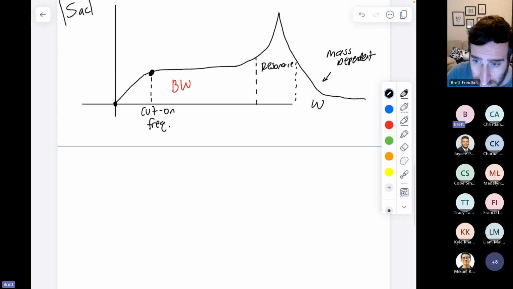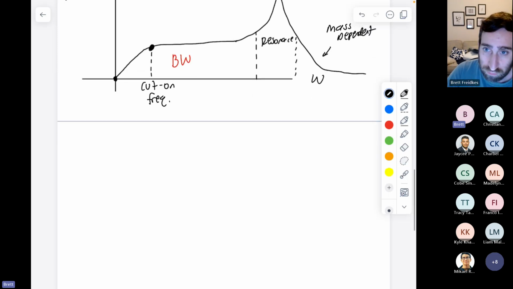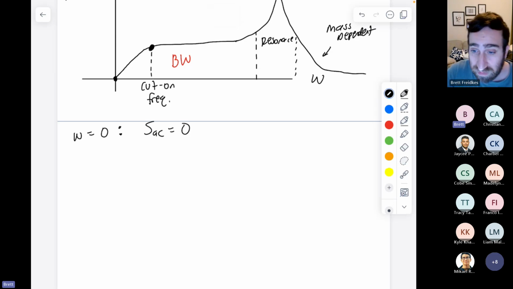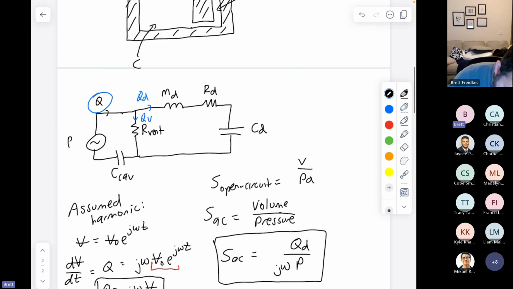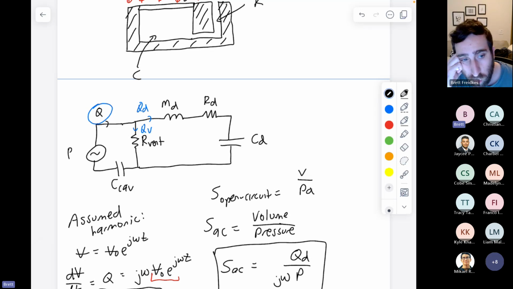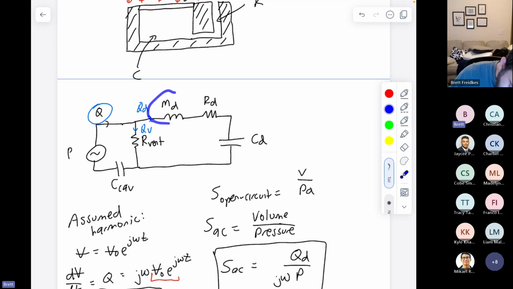That's helpful. We have that S_AC is equal to that. Perfect. So what we did last time, and I'll just recap that, is we looked at three regions. We said omega is 0, and we saw that at omega is 0, the acoustic sensitivity was 0. This is what we showed last time through our circuit. Because in our circuit here, what ends up being the volume velocity through the diaphragm at 0 hertz? What happens to this leg of the circuit if we're at 0 frequency?